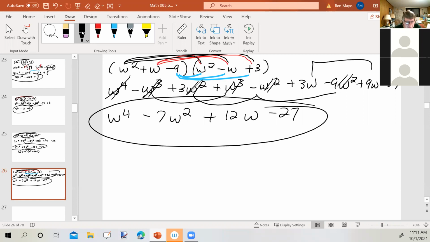There's a lot going on there. You just need to keep track of things. I strongly suggest drawing the lines like I'm doing there so that you don't do the same thing twice and keep track of everything. All righty.